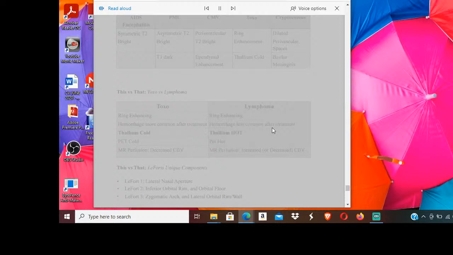This vs that, toxo vs lymphoma. Toxo: ring enhancement, thallium cold. Cryptococcus: dilated perivascular spaces, basilar meningitis. Lymphoma: ring enhancing, hemorrhage more common after treatment, thallium hot, PET hot. Toxo: hemorrhage less common after treatment, thallium cold. MR perfusion.